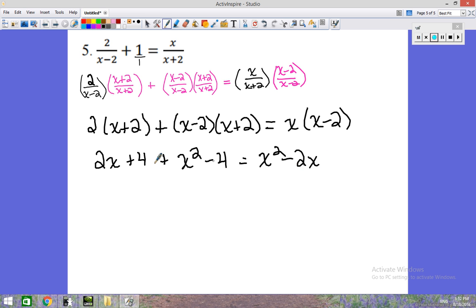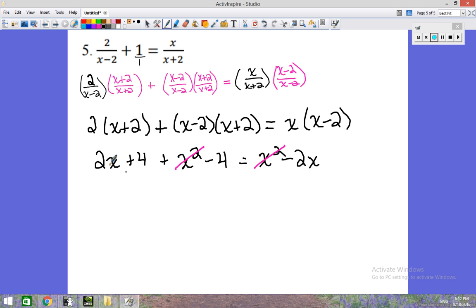Distribute the 2: 2x plus 4. x squared minus 4. Distribute this: x squared minus 2x. Quadratic equation, because the biggest exponent on my variable is a 2. Let's get this in some kind of a standard form. Now, I spoke too quickly. Since this x squared and that x squared are the same, this simplifies to an equation that is not quadratic. So generally, a linear equation is usually easier to solve.